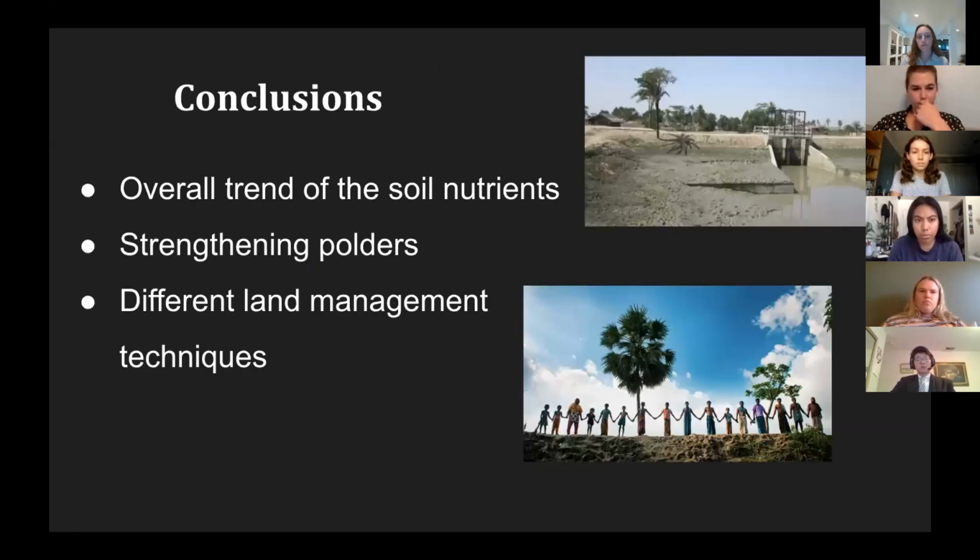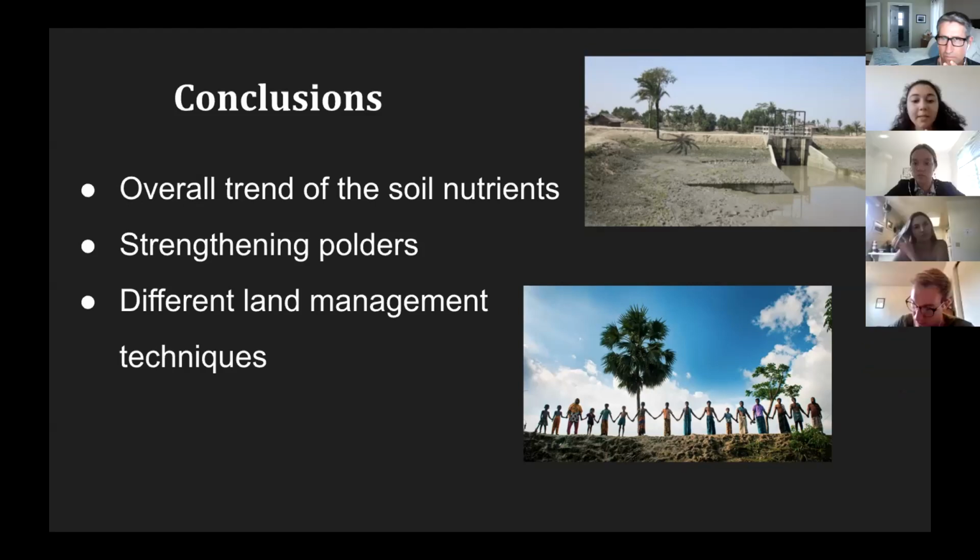So conclusions. There was an overall trend for the soil salinity, and so there was a higher salinity at the topsoil, and then a higher phosphorus concentration found in the coast, as opposed to the mainland. And then all of this data can be seen through the analysis of the variance, which they did through statistics.